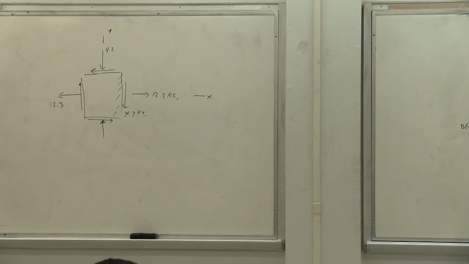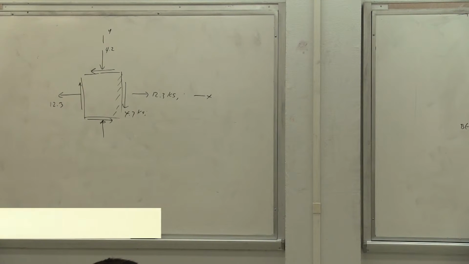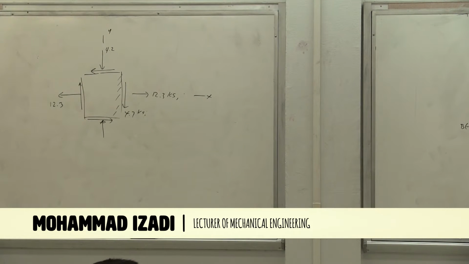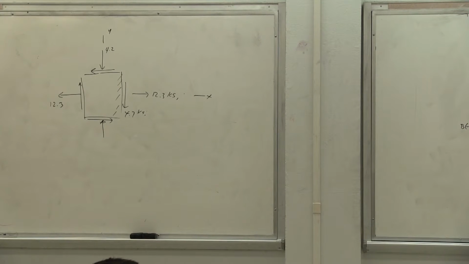Let's continue with what we had last time. We started with the state of stress, and I'm going to put that state of stress here, which looks something like this. I'm sorry, I forgot to put that, which was 12.3 KSI.